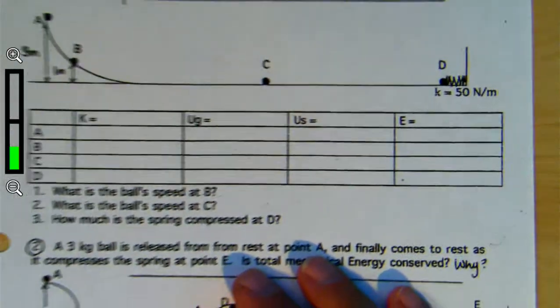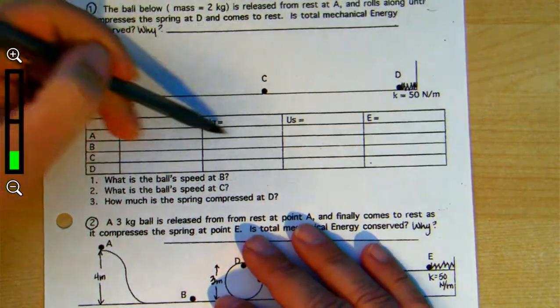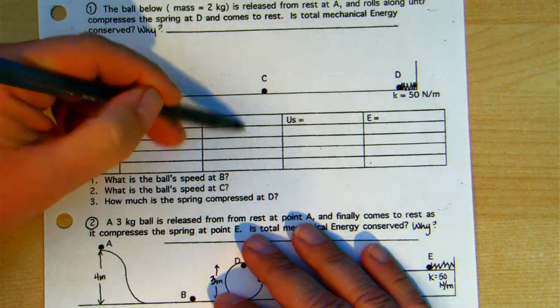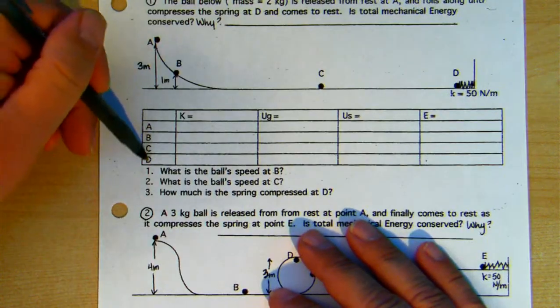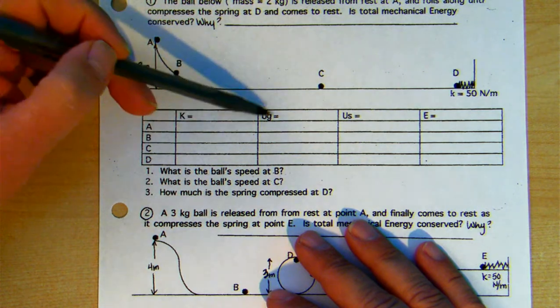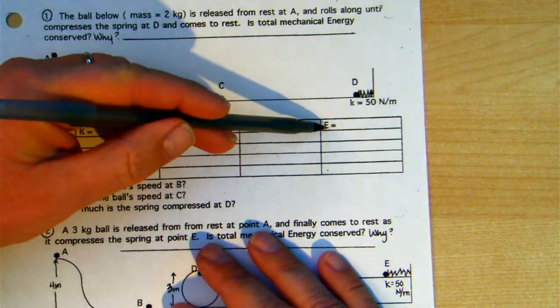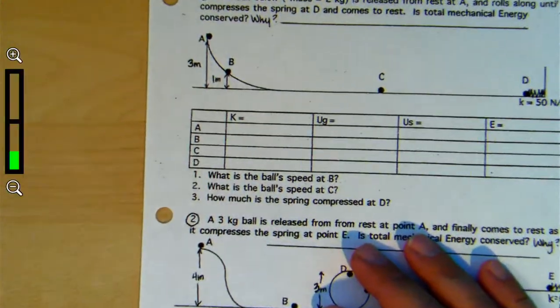The entire worksheet has a table for you to fill in. And the table consists of the 4 different points, A, B, C, D, and 4 different energies, K, UG, US, and E.